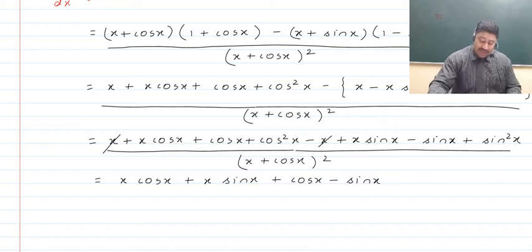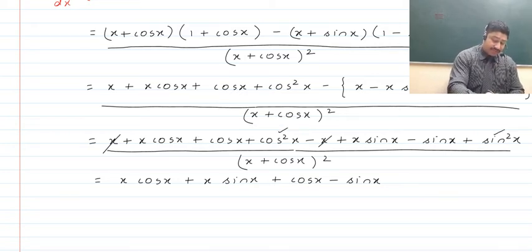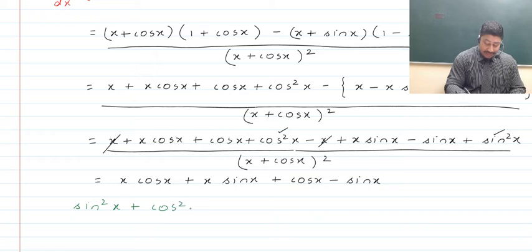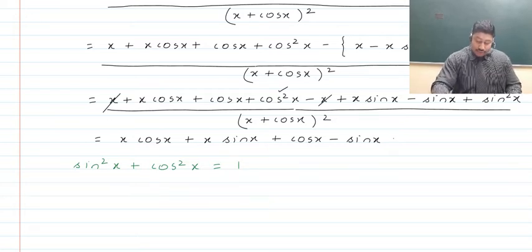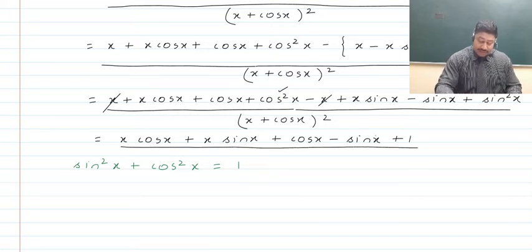And after that, we have one interesting entity, sine square x plus cos square x. And I'm sure you must know that sine square x plus cos square x, by the square trigonometrical identities, we know to be 1. As such, in its place, we're now going to substitute 1. Right? And so to it we have 1 added, and all of that is divided by the earlier denominator, that is x plus cos x whole square, right?